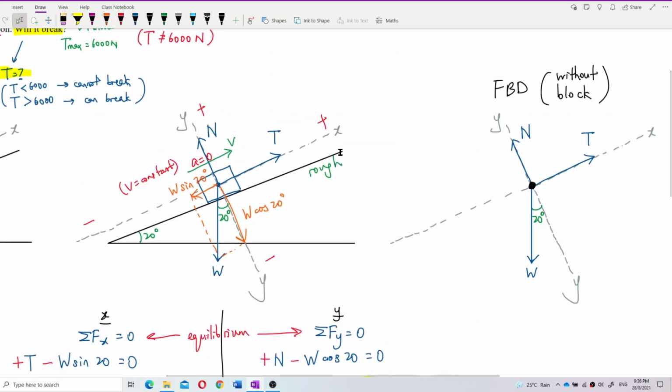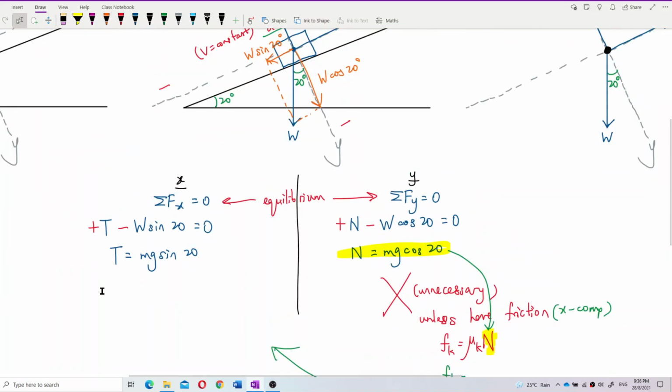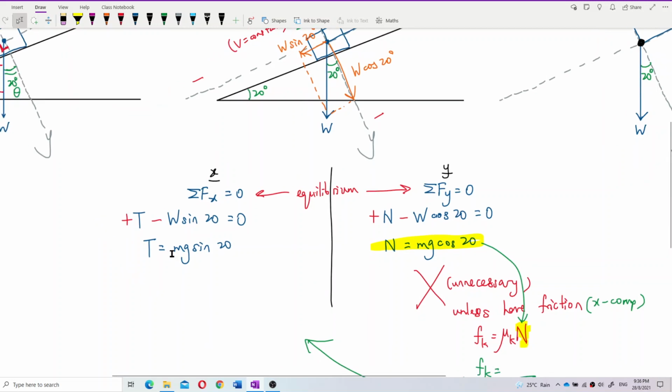Right now our surface is smooth, so our mind also smooth lah. No need to worry so much. So we no need to find friction for this question. So we no need to find normal force, so no need to do the y components. We just do the x component, enough. The x component alone can find the tension already. You see, tension equal to mg sine 20. Just that simple.